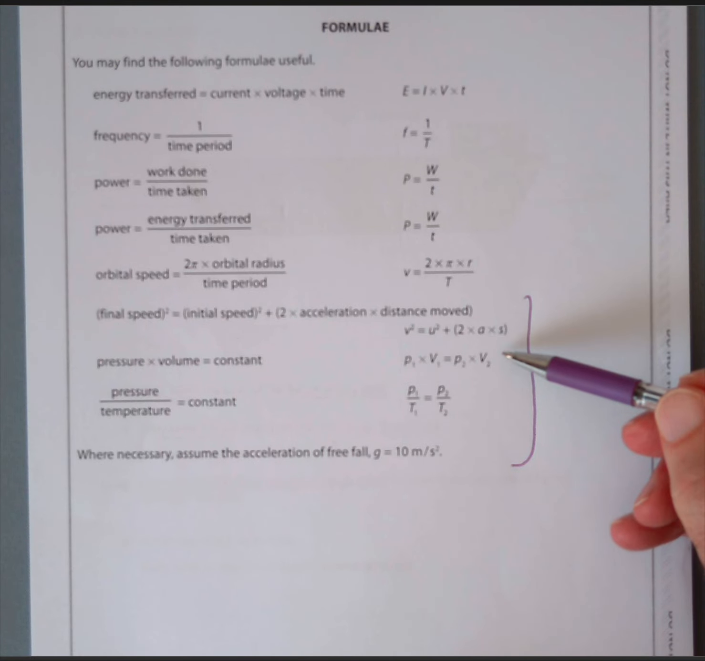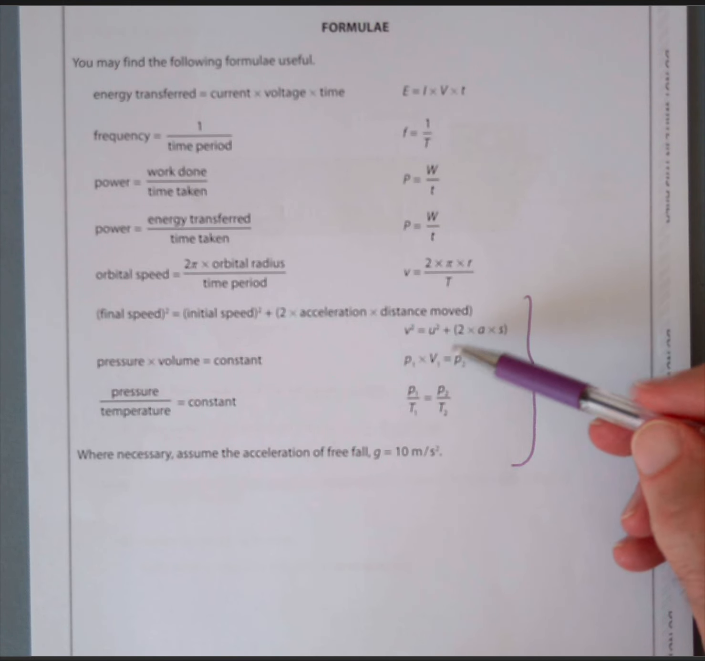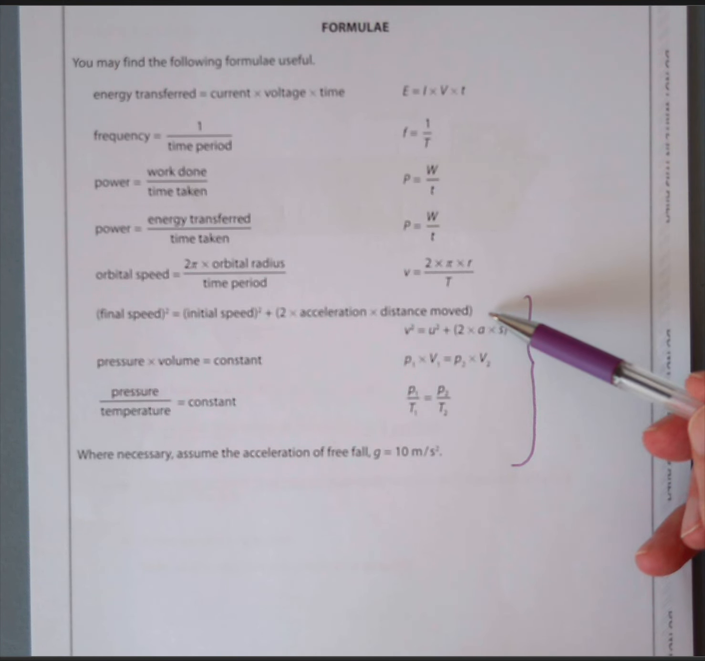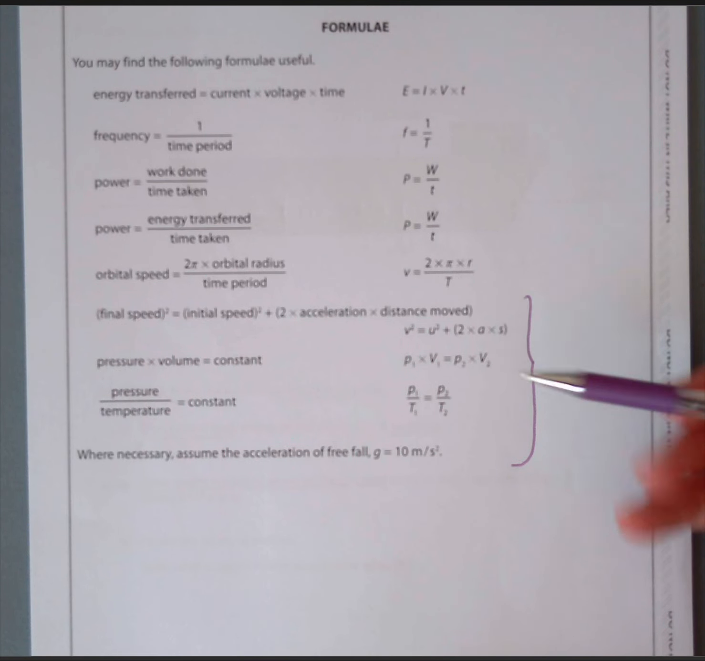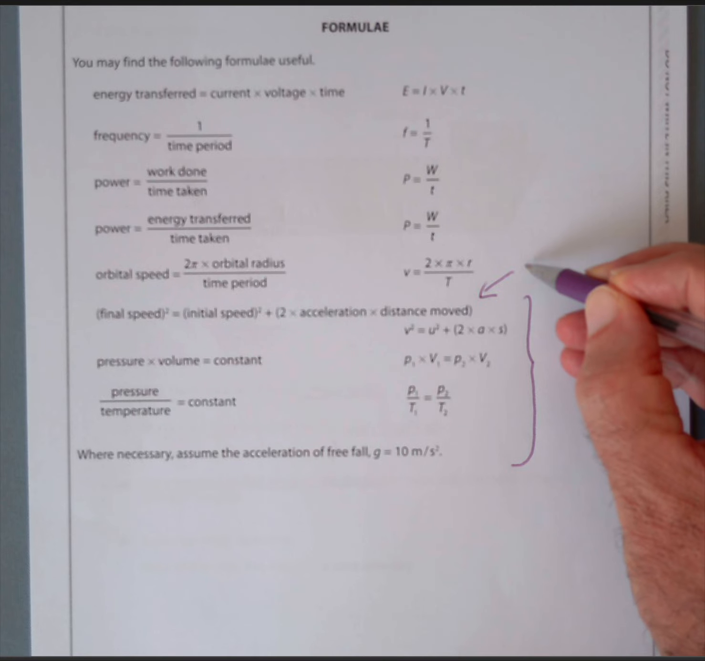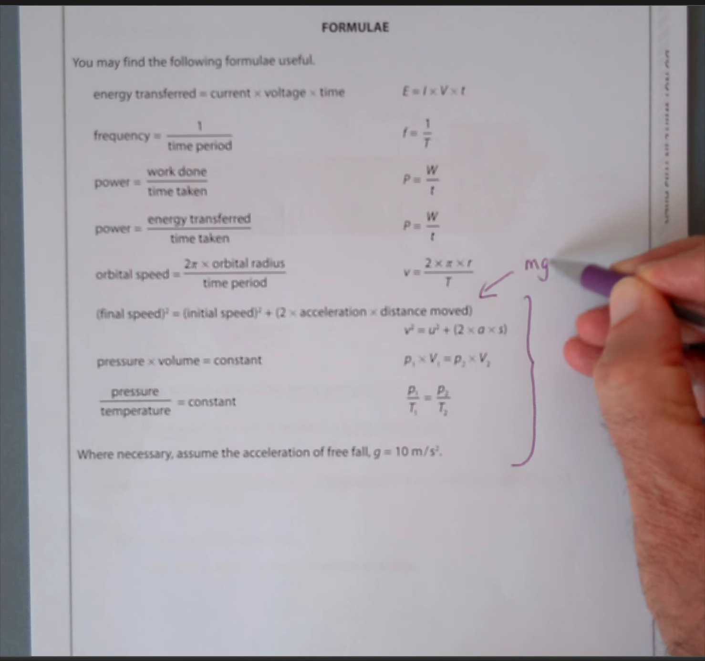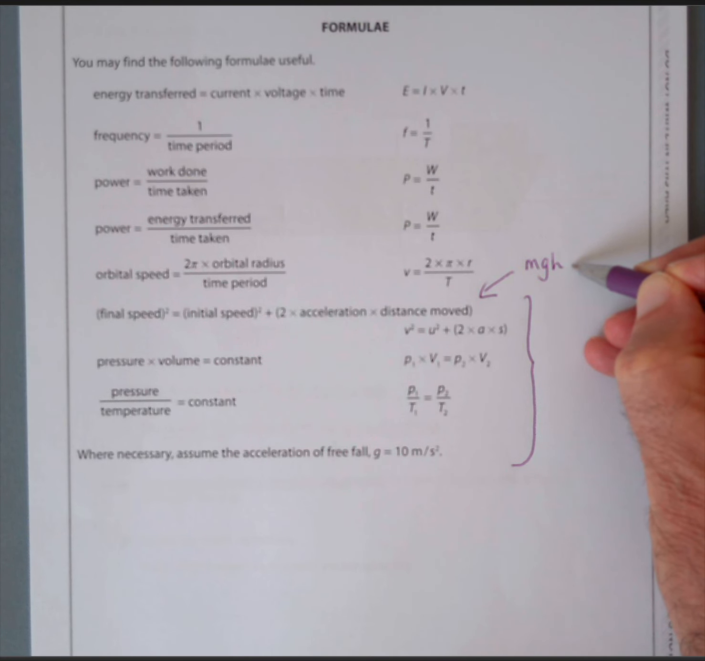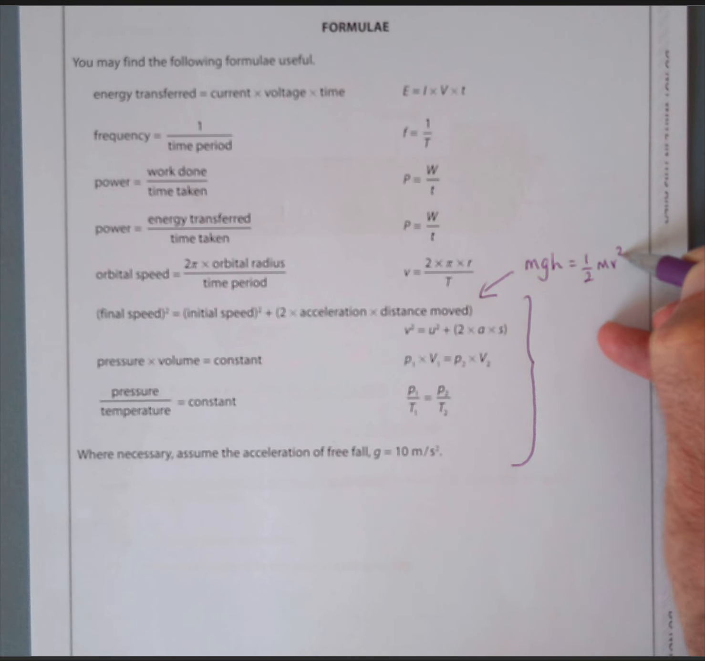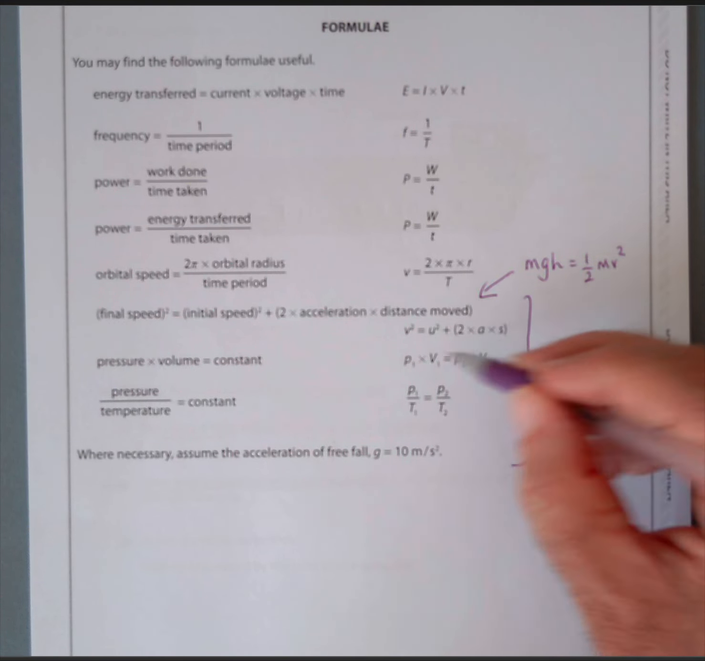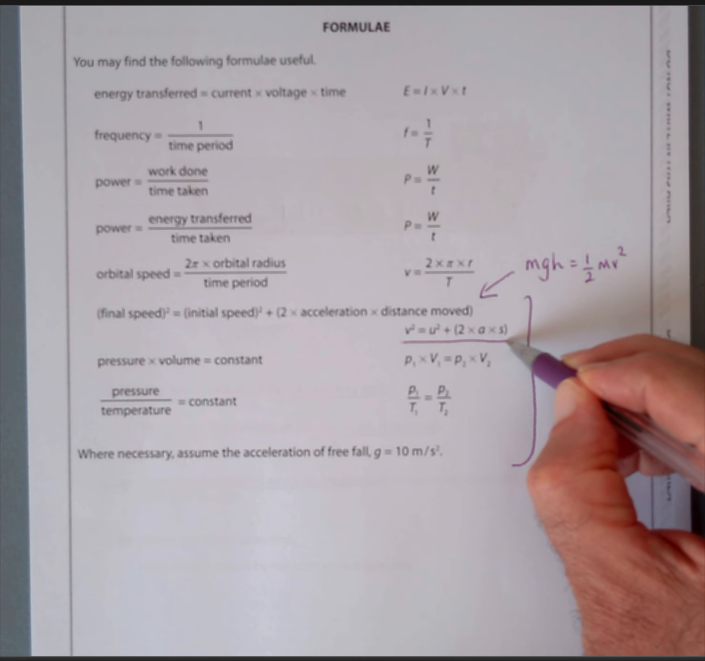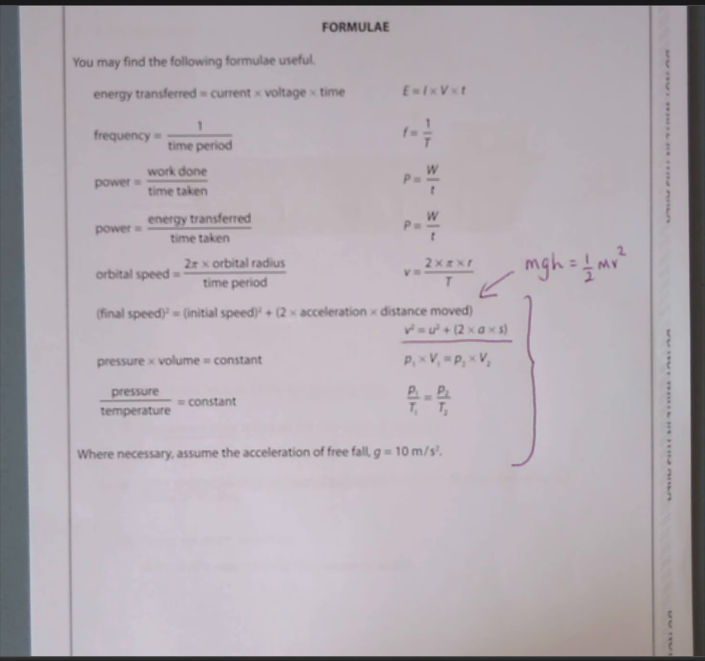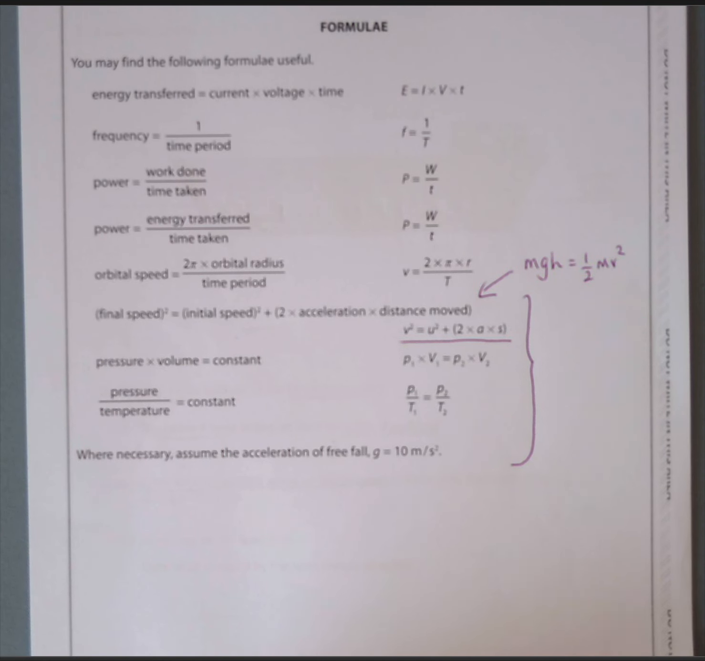So they give you Boyle's law, pressure law, and this one will be useful because it's linked with change of energy. So this one is how mgh, potential energy, can be converted into kinetic energy. And if you simplify it, that's how this equation is derived mathematically. So these are the equations that you'll get for this paper.